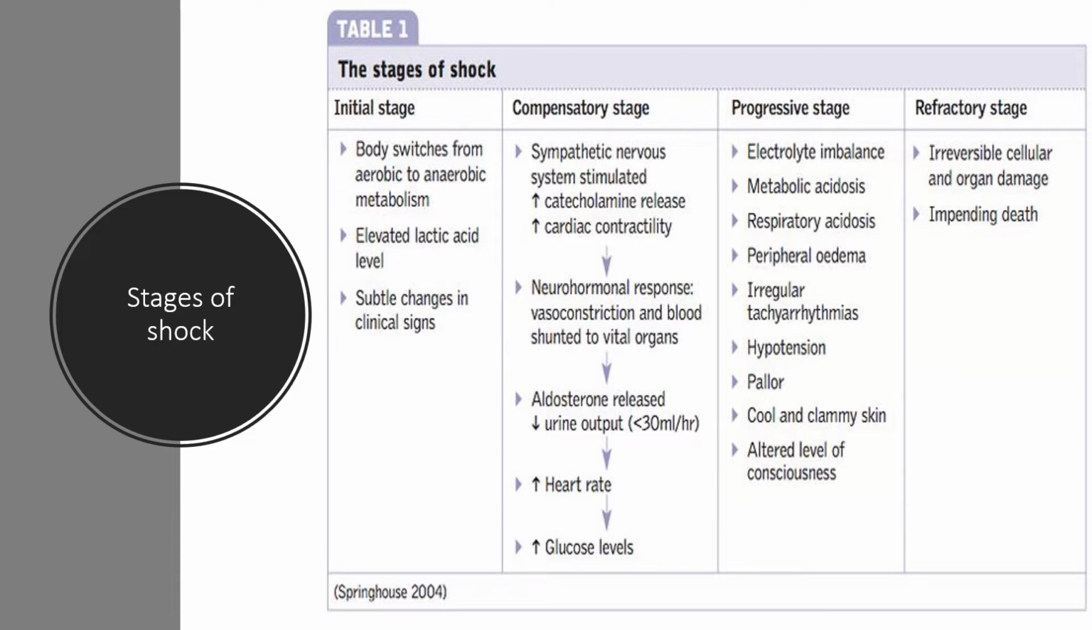As you progress to progressive and refractory, the initial compensatory mechanisms that you see eventually start to fail. The patient becomes acidotic, they become hypotensive, they lose their level of consciousness, and if it isn't stopped in the progressive stage, they eventually will go to the refractory stage where it becomes irreversible and death will occur. So it's very important for us in the pre-hospital setting to stop this from progressing any further past the progressive stage. The earlier we recognize it, the better outcomes the patient has.